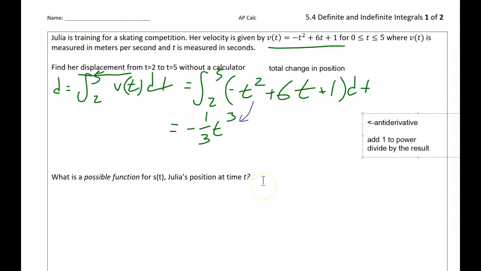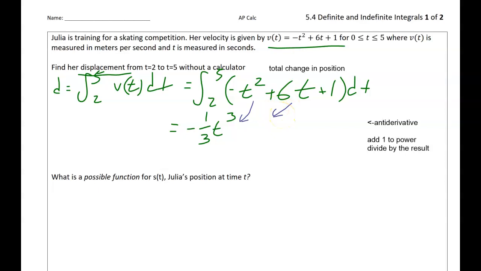The reason I need to divide by that result is because when I take this derivative, I would multiply by 3, canceling out the 1/3, and then subtract 1 from the power. So if I took the derivative of this, my 1/3 t to the third, I would get my t squared, right? So that's what I'm doing. I'm doing the opposite of what we've done before.